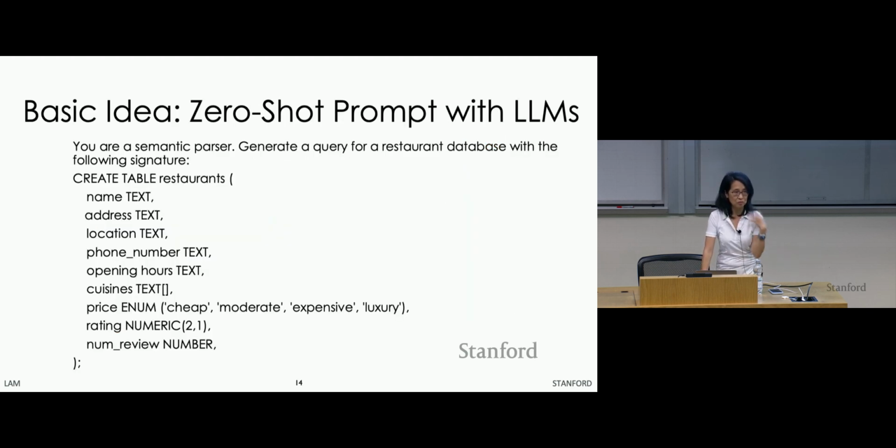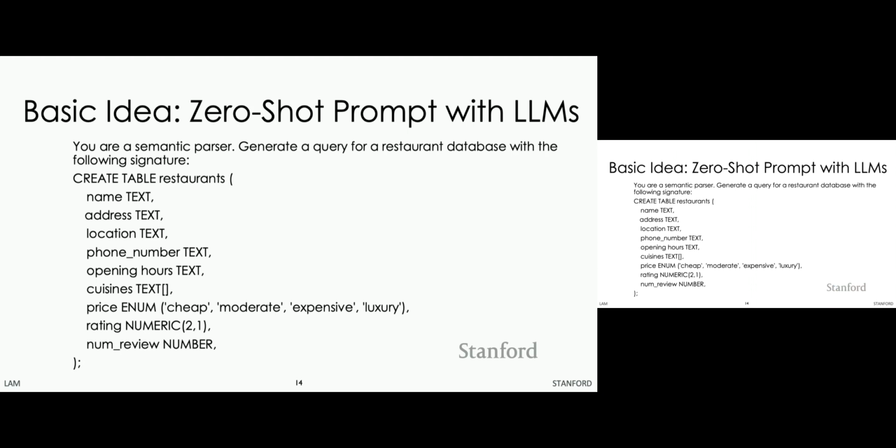So the first round of this is that you do a zero-shot prompt with LLMs, such as "You are a semantic parser." It actually understands what that is. "Generate a query for a restaurant database with the following signature." And you say it is an SQL database, and it will give you the SQL query, and it works for simple tables, simple queries right off the bat, because GPT actually already knows the SQL syntax. Okay? And we're going to talk about how we handle more complicated cases in the future. All right?